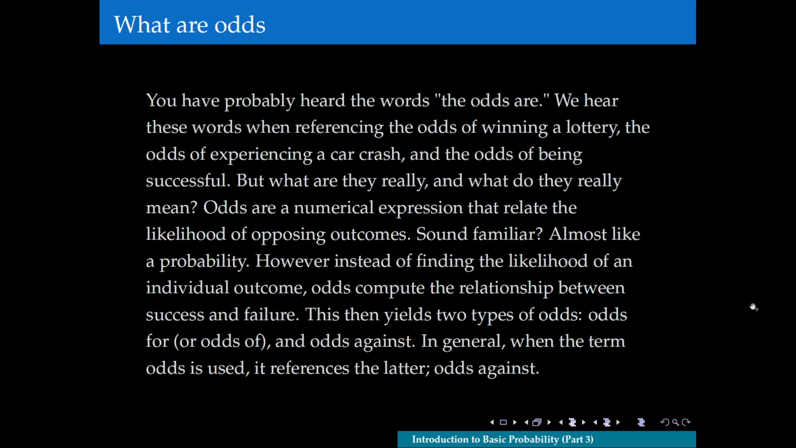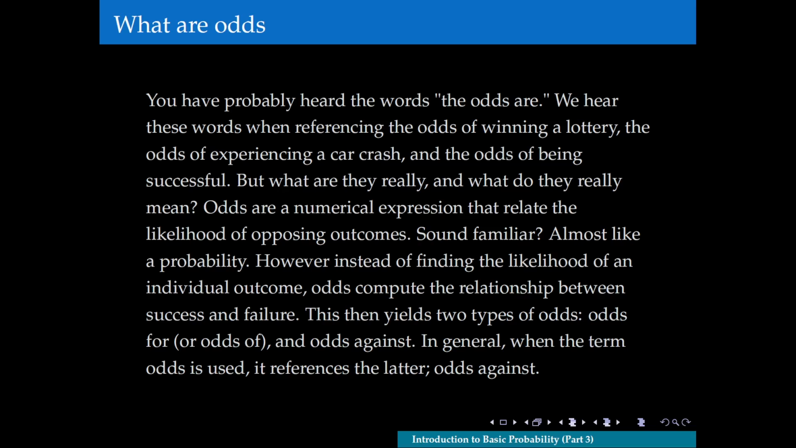So what are odds? You've probably heard the words "the odds are." We hear these words often when referencing things like the odds of winning the lottery, or the odds of experiencing a car crash, or the odds of being successful. But what are they? What do they really mean? Odds are a numerical expression that relate the likelihood of opposing outcomes. Sound familiar? I hope so. It's almost like a probability. However, while a probability computes the likelihood of an individual outcome or specific type of outcome, odds compute the relationship between success and failure.